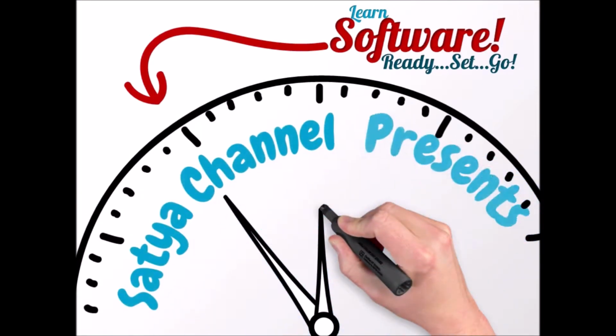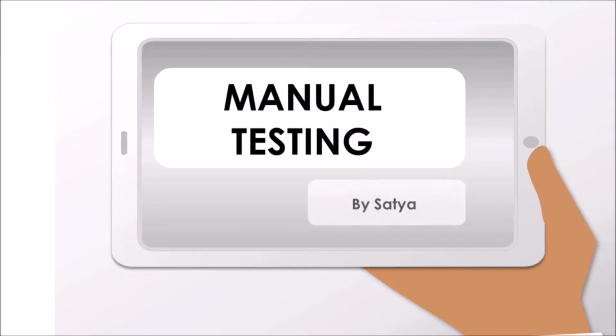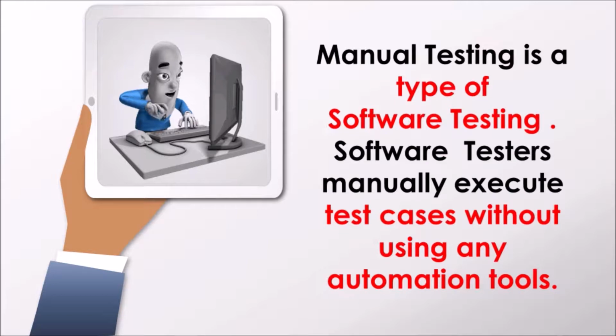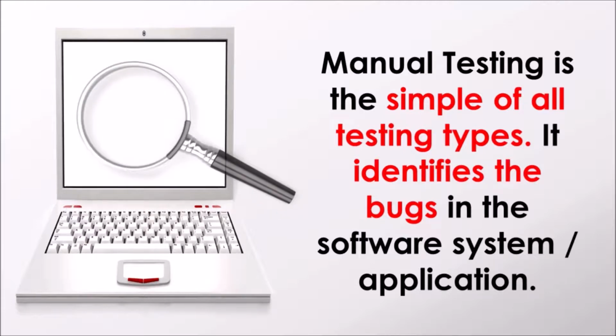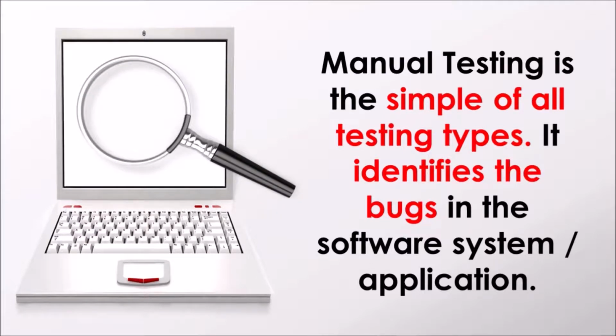Today, we are going to see the third video on testing, manual testing. Manual testing is a type of software testing. Software testers manually execute the test cases without automation tools. Manual means using human brain and creativity to write the test cases and execute those test cases. It identifies the bugs, errors, and defects in the software system, application, or the product that's being developed.